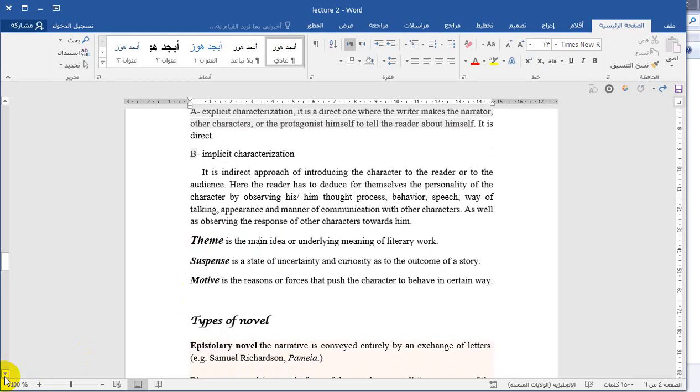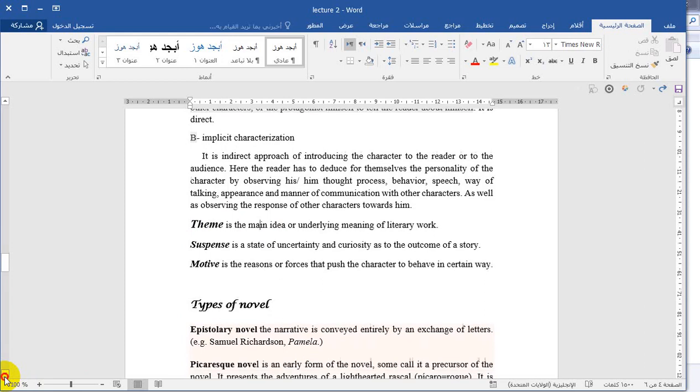Motive is the reasons or forces that push the character to behave in certain ways. Meaning, why does the character do this, why does the character not do this. So this is the motive.